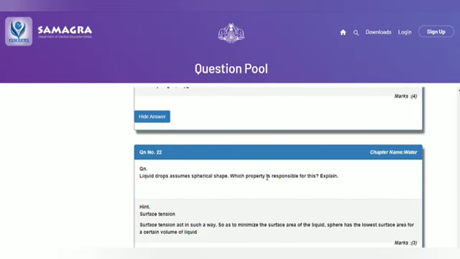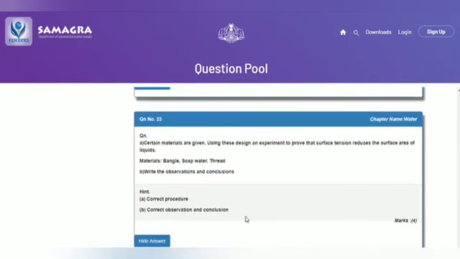A liquid drop assumes a spherical shape. Which property is responsible for this? Surface tension. Surface tension acts in such a way as to minimize the surface area of the liquid. A sphere has the lowest surface area for a certain volume of a liquid.